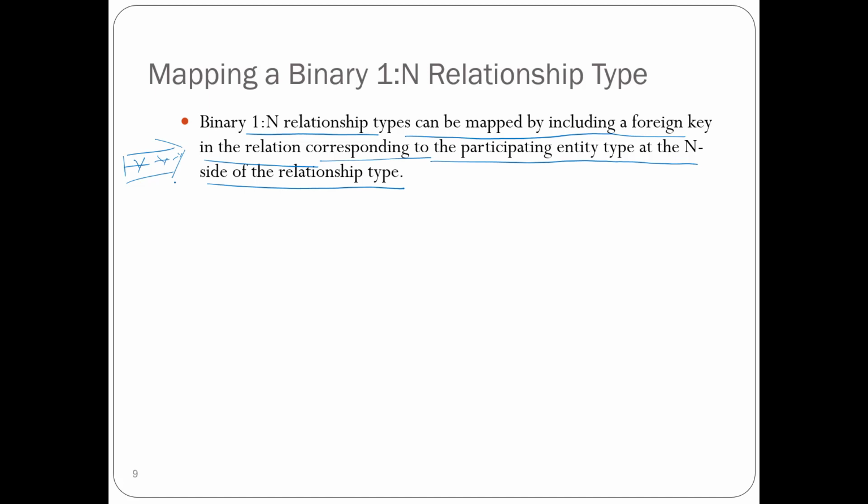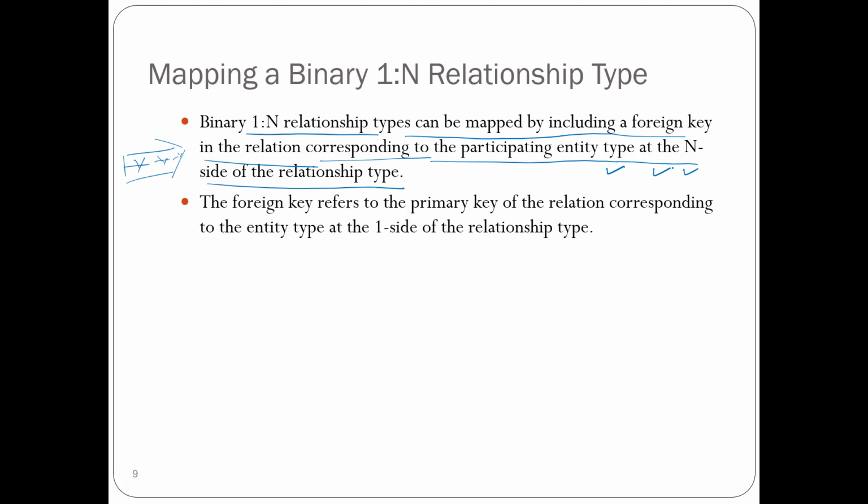But in case of a one to n relationship type, you'll have two entity types. It's binary, so two entity types. One of the entity types will correspond to the one side, the other entity type will correspond to the n side, right? So the rule here is that we will be putting the foreign key in the relation that corresponds to the participating entity type at the n side of the relationship, right? We'll have an example that will help us out in understanding this mapping.